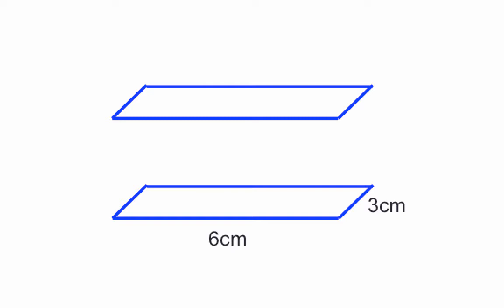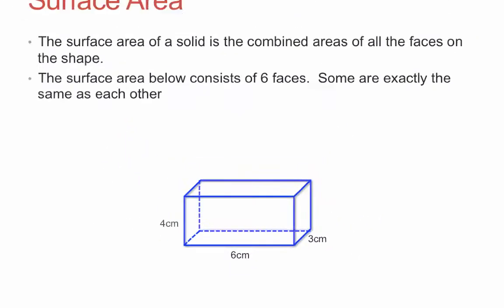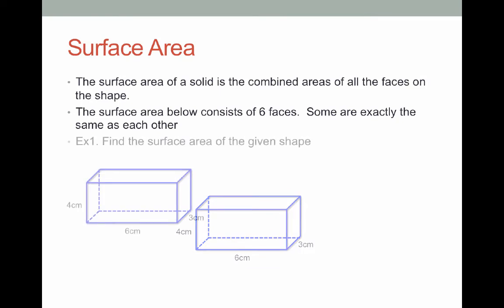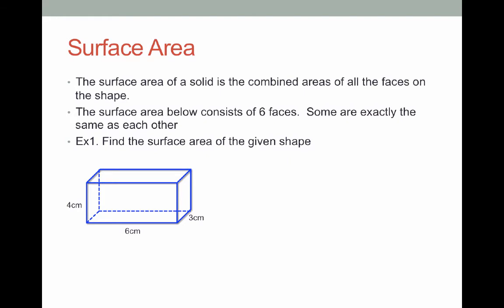Knowing this allows us to find the area a little bit quicker, and it cuts down on the amount of working out that we have to do to find the area of all 6 faces. So let's find the surface area of this given shape. We're going to start off by working out the area of the front and the back. Now the notation that I'm using is unique to me. I like using F and B to stand for front and back. You can use any notation that you like to help you understand what areas you've already worked out.